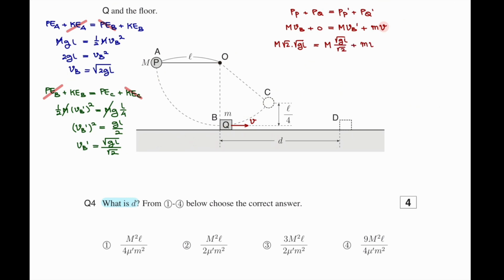plus m times v. And then let us isolate this v by first moving this to the other side. Then I will get m square root of 2 square root of gL minus m square root of gL over square root of 2 is equal to mv. Of course, we can factor out m square root of gL. Then I will get square root of 2 minus 1 over square root of 2.